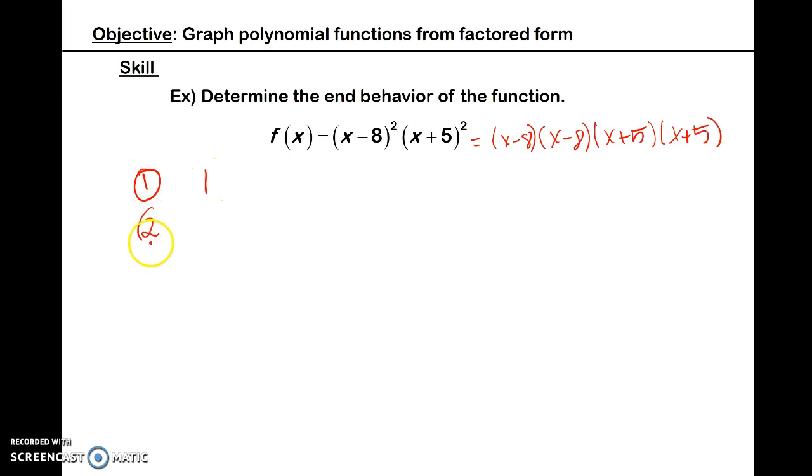The second thing that we want to do is determine the degree power. How many zeros do we have? How many x's are there? And in this case we have 1, 2, 3, and 4.